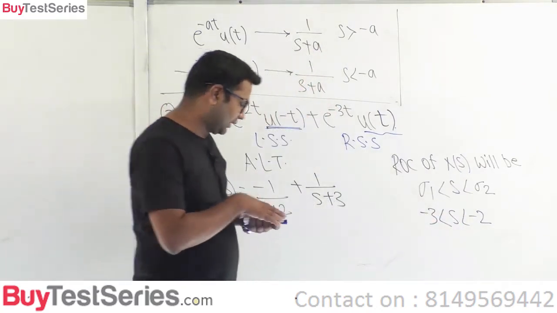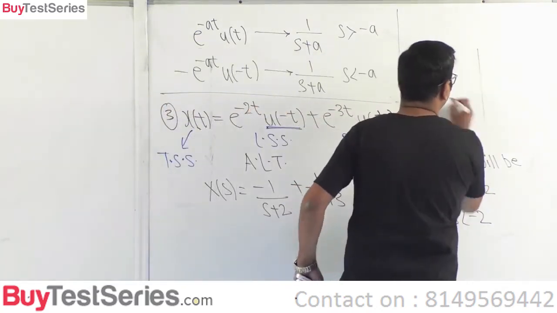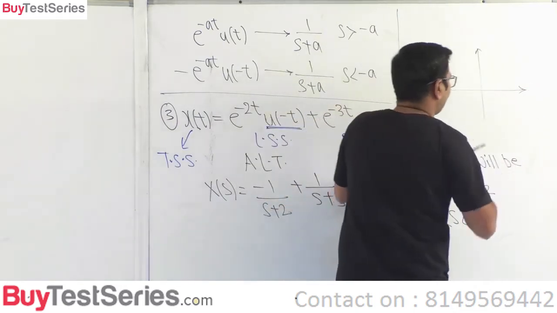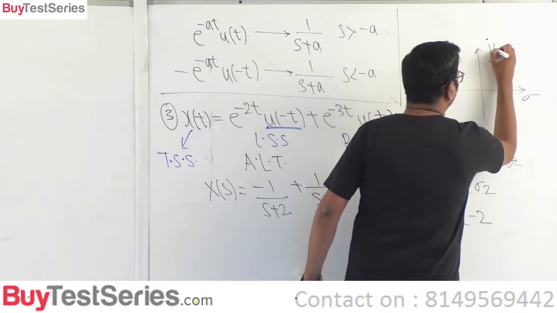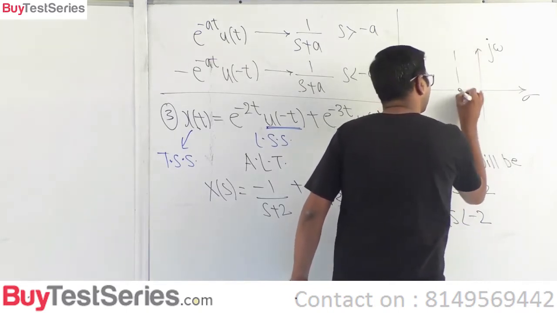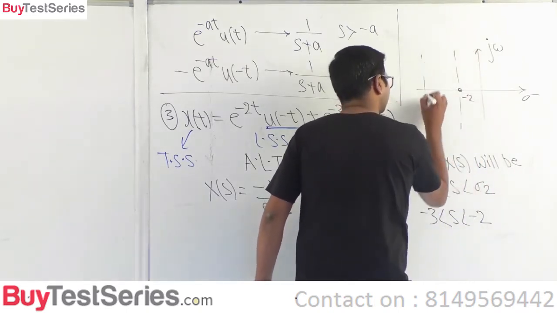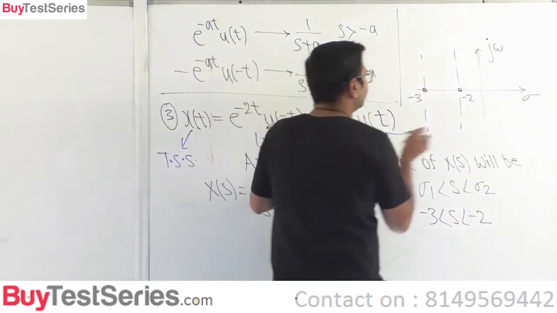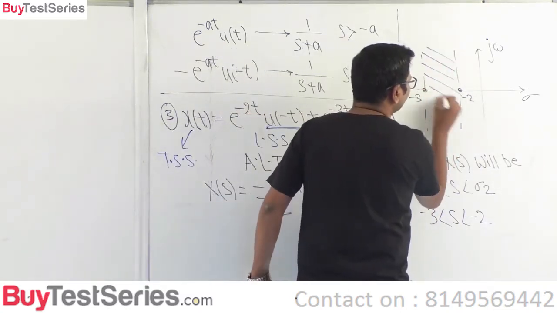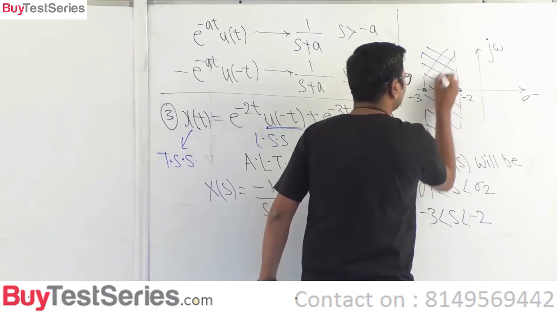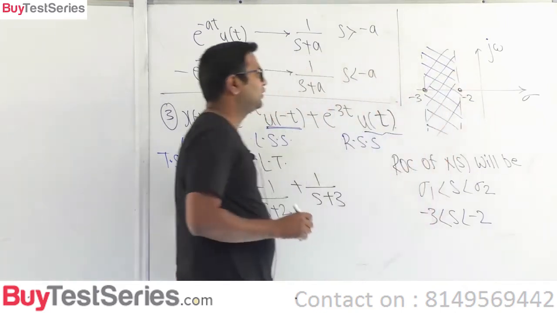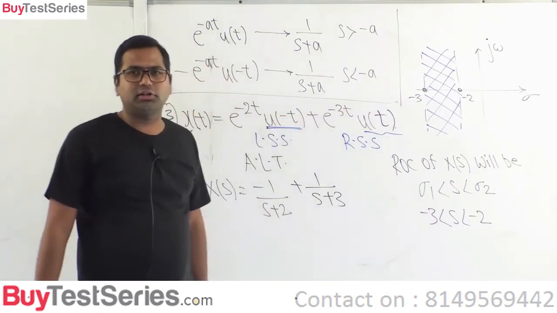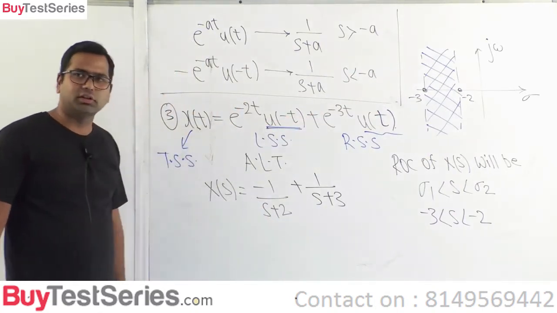The minus 3 less than S less than minus 2 ROC can be shown on the graph. This is sigma j omega. We take two values, minus 2 and minus 3. And the ROC is the region that is between minus 2 and minus 3. This is shown by the shaded region here. The shaded region as shown in the graph is the region of convergence for the given question.